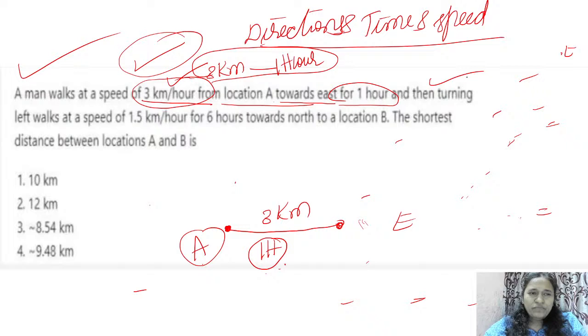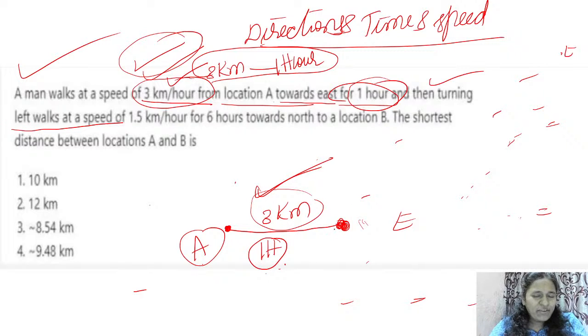And then turning left. Here, after going 1 hour, that means 3 kilometers. We have to find these 3 kilometers, as it is not directly given in the question. His speed is 3 kilometers per hour, so traveling for 1 hour, he can cover 3 kilometers. After going 1 hour, he then turns left.